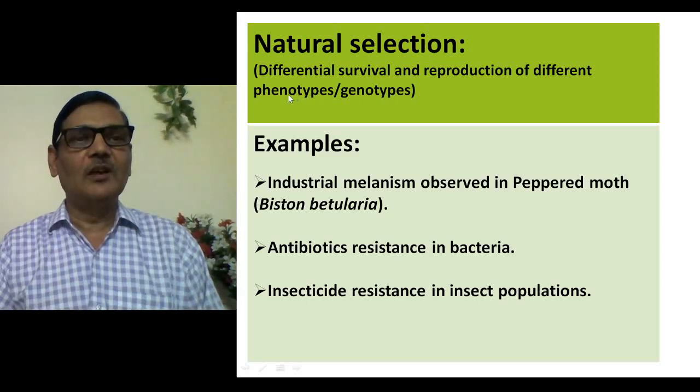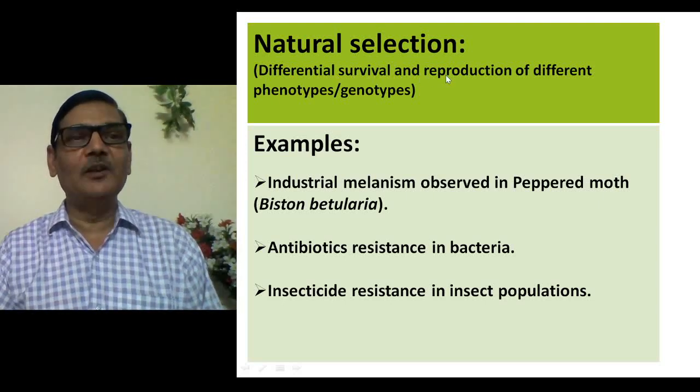That is, in the population, individuals of different phenotypes will be genetically different from each other, and all such individuals will not have equal survival value. They will definitely be varying in their survival rate as well as reproductive ability.